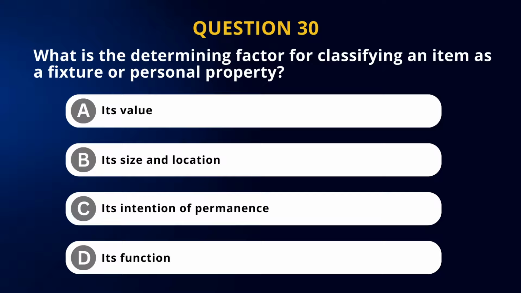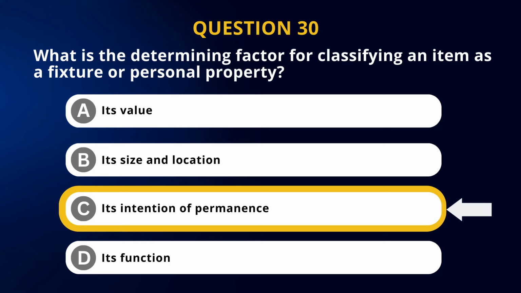And the answer, letter C, its intention of permanence. Fixtures and personal property, the differences, and things like emblements and the requirements of what is a fixture, and trade fixtures are all in the real property and law sections of real estate books. Check them out. You'll find them there in the books that you're studying. And its intention of permanence is of paramount interest to the courts, especially when they're trying to determine if this thing should be considered a fixture or personal property.